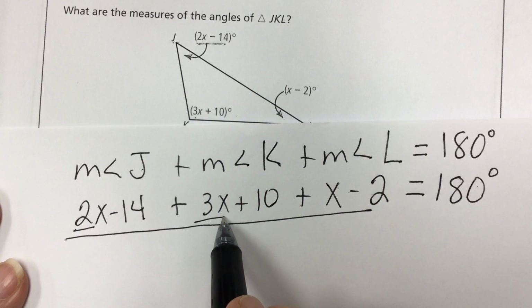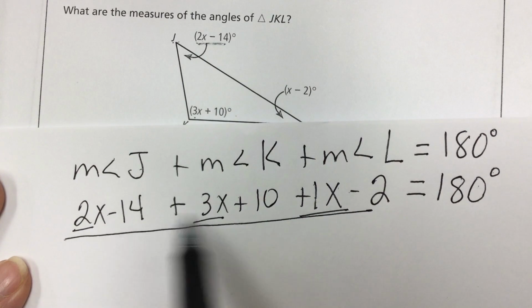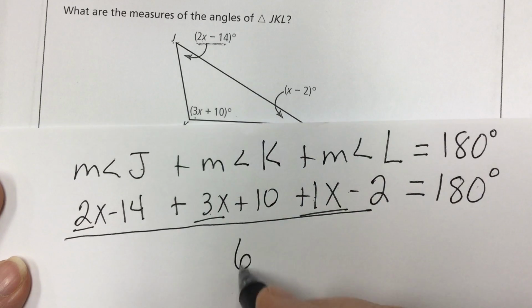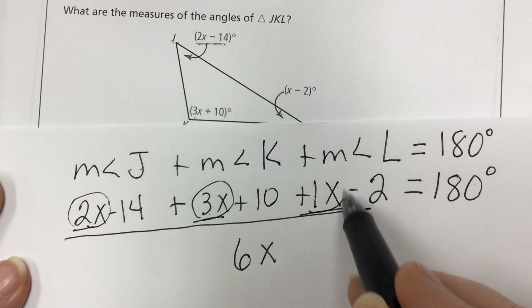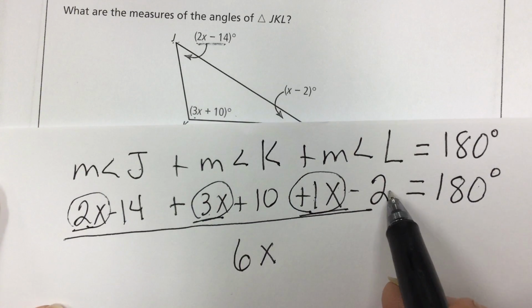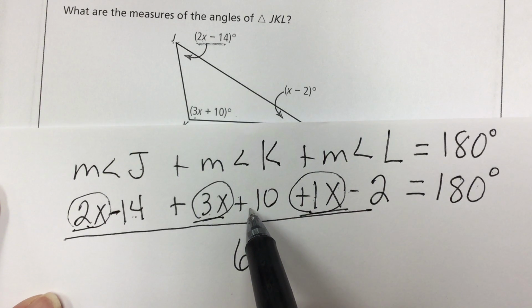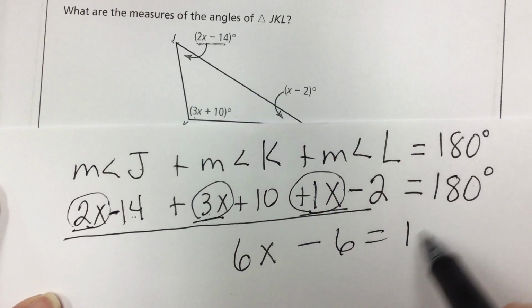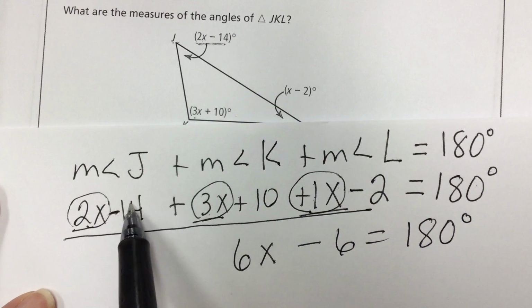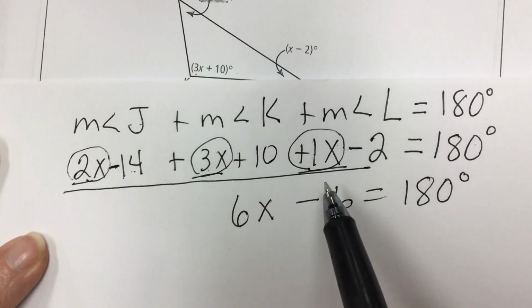2x plus 3x is 5x, plus that 1x, remember there's a 1 in front of that x. 2 plus 3 is 5, 5 plus 1 is 6x. I added all three of these x's together, 2x plus 3x plus 1x. Now let's add my constants. Negative 14, use the sign in front of the number. Negative 14 plus 10, that's negative 4. Negative 4 minus 2 is negative 6. Use your calculator if you have to. That's fine. Negative 14 plus 10, you would have got negative 4. Minus 2 was negative 6.